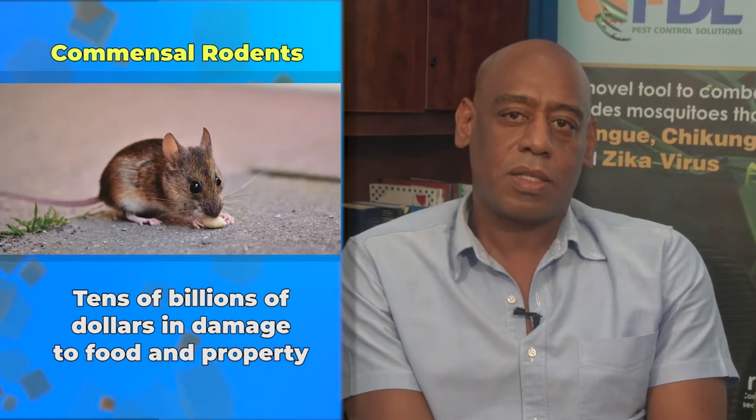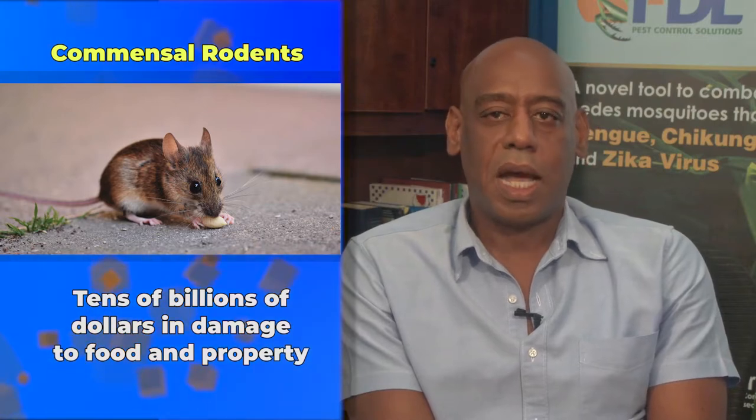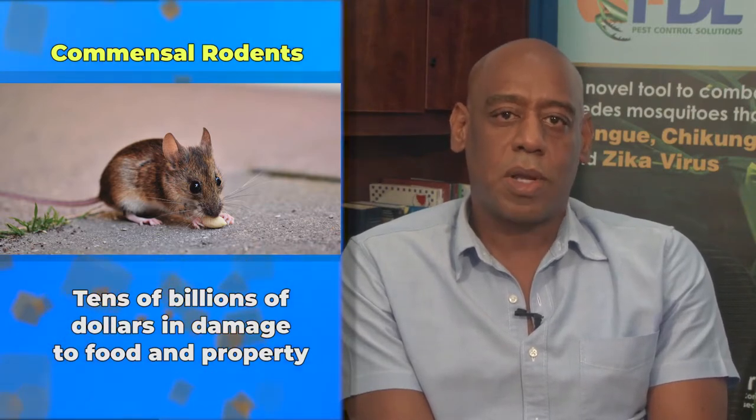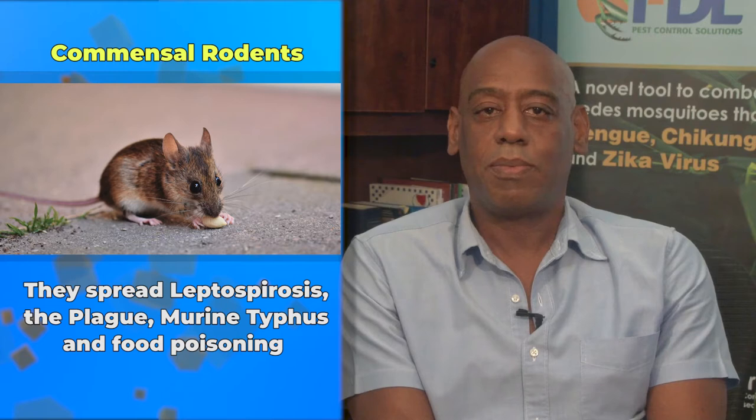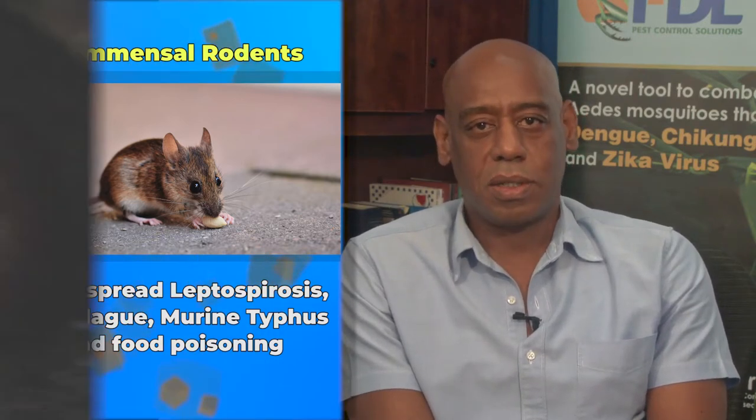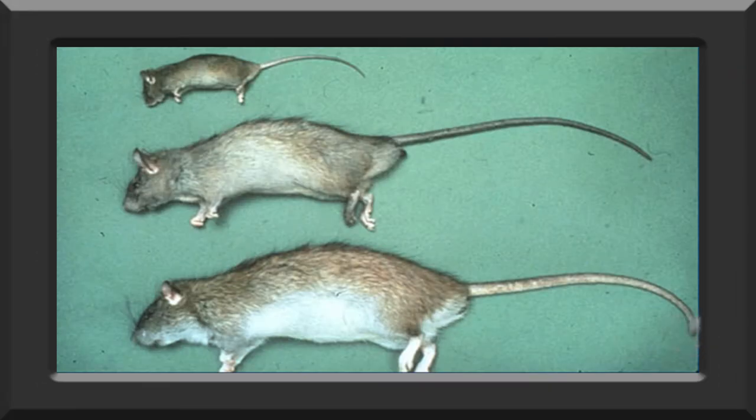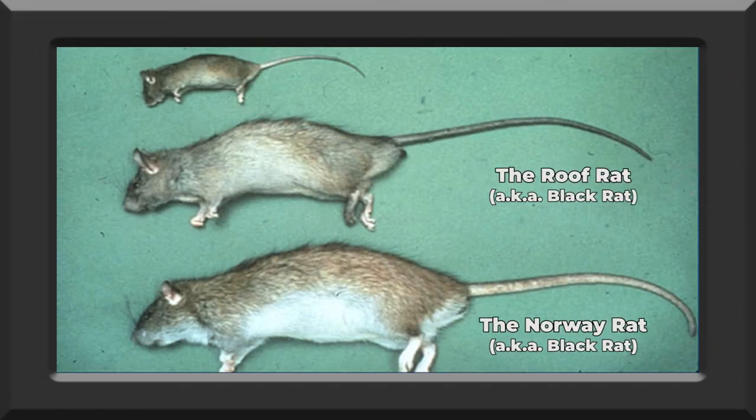Commensal rodents cause tens of billions of dollars of damage worldwide to food and property annually. They are also responsible for spreading diseases such as leptospirosis, the plague, murine typhus, and food poisoning. Did you know that we have two commensal rat species on the island? The roof rat and the Norway rat. An easy way to distinguish between the two is the tail of the roof rat is longer than that of its head and body put together.